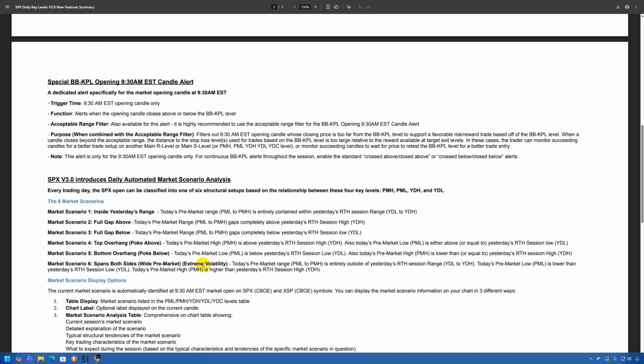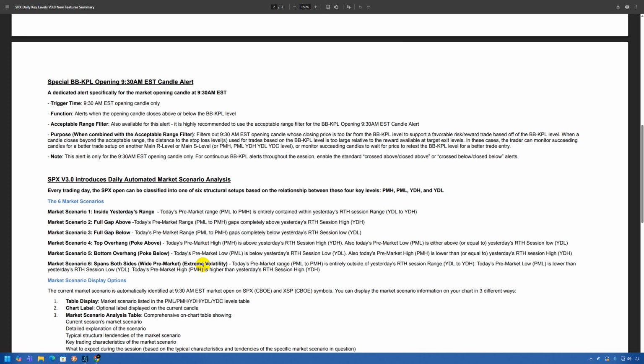Also, there is a special BBKPL level opening candle alert. This is a dedicated singular alert specifically for the market opening candle at 9:30 a.m. Eastern. The trigger time: 9:30 a.m. Eastern opening candle only. The function: it alerts when the opening candle closes above or below the BBKPL level.